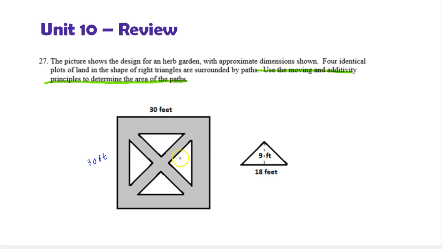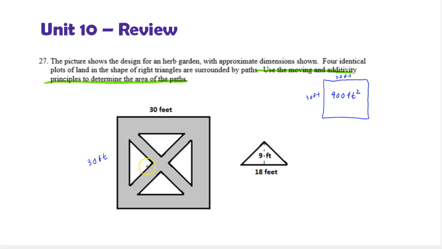And notice, if you can imagine putting these 4 together, if you zoom them into the center, that would actually be a square. So let's think about this. If we want to find this area, there's no formula for a weird X and a square, so we're going to use additivity and moving principles to help us find it. So first, looking at the outer square, this is 30 feet times 30 feet. The area of this whole thing is 30 times 30, which is 900 square feet.